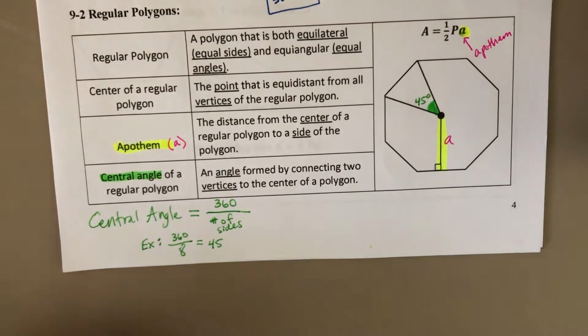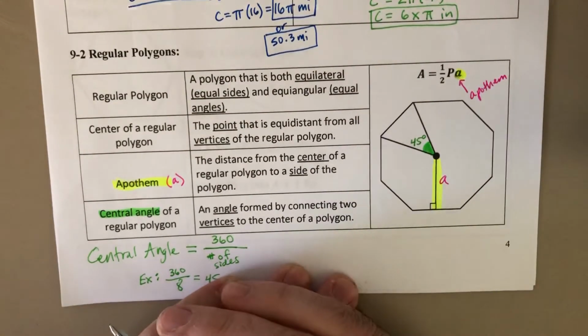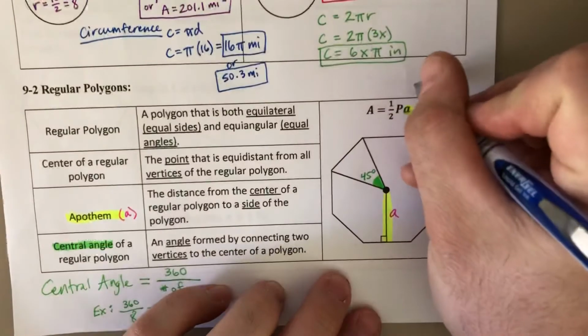In the equation, back up there again, where we're looking at our equation for the area of these shapes, the P stands for perimeter.